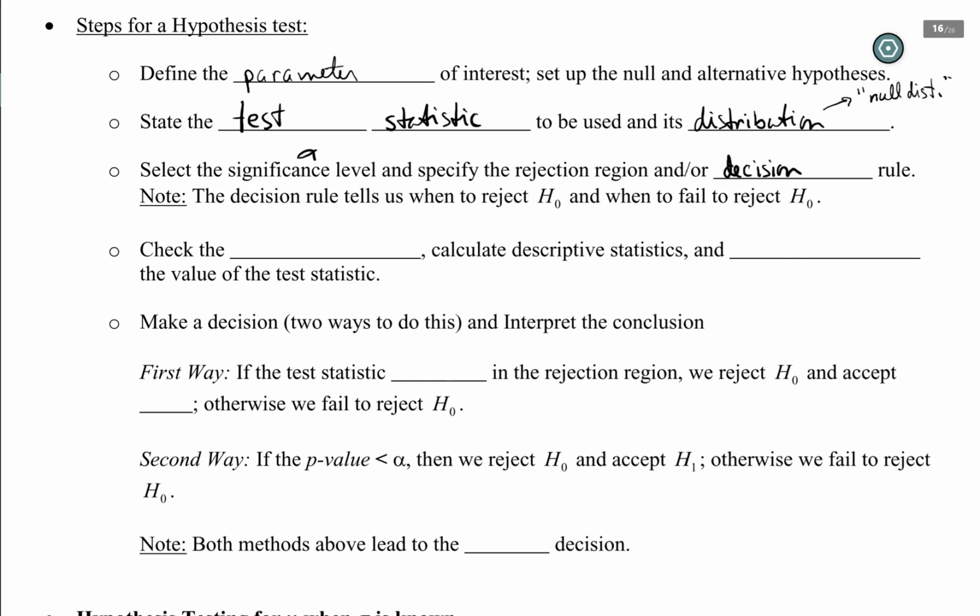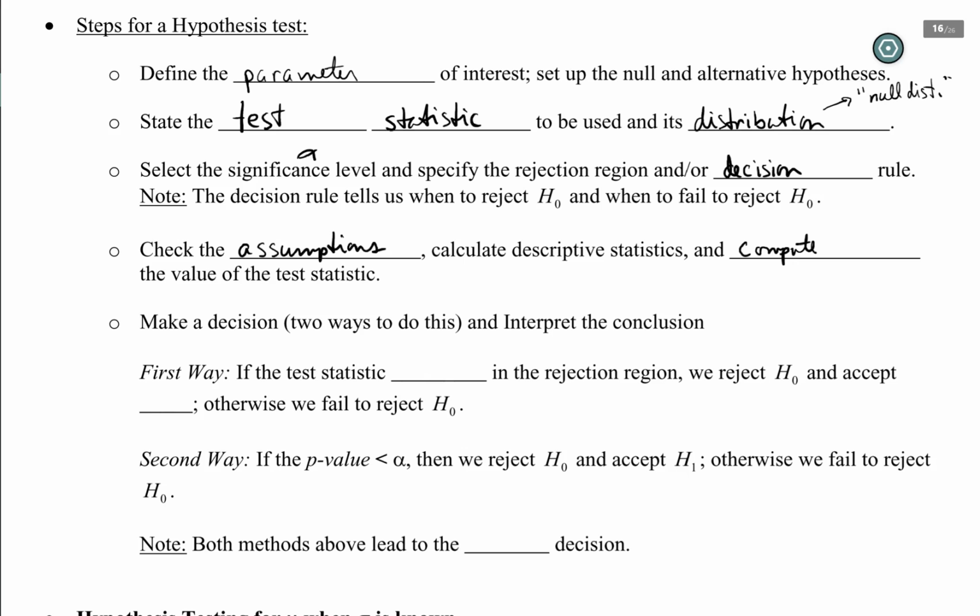Step 4, we check the assumptions, calculate descriptive statistics, and compute the value of our test statistic. Our test statistic will have certain assumptions that will affect its validity. We need to check those assumptions from the data, calculate descriptive statistics from the data, and then ultimately compute an observed value of our test statistic from the data. And once we have all that, we can make a decision.